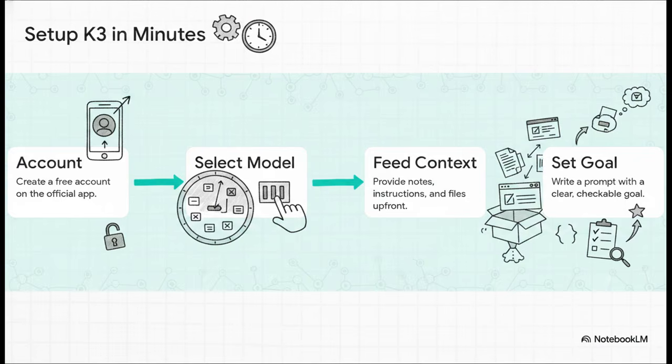First, you can skip the complicated local installations entirely. Just open the official Kimi website or their mobile app and create a free account. Second, and this is super important, open the model picker in the chat and manually select K3. Sometimes the interface defaults to an older, faster model like K2.6, so make absolutely sure K3 is active.